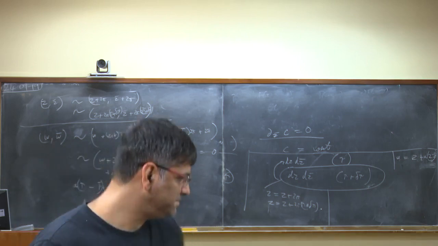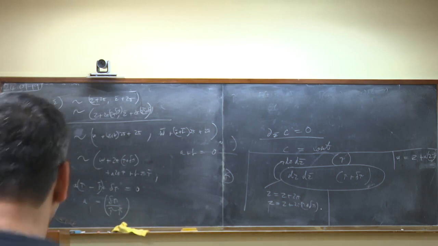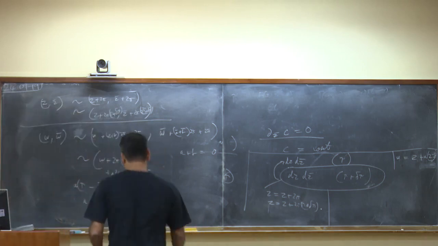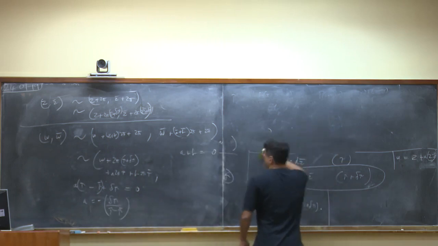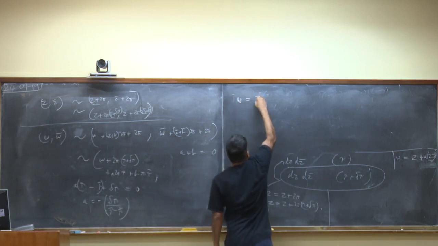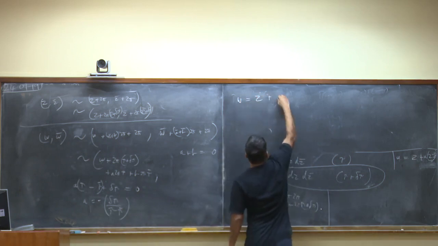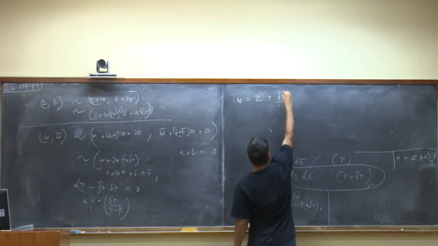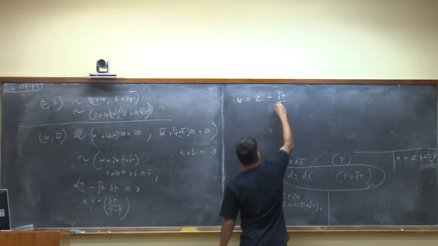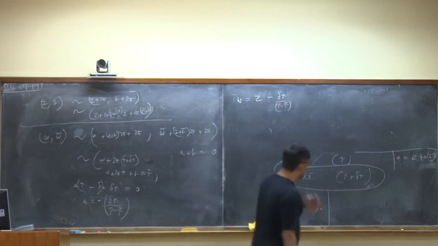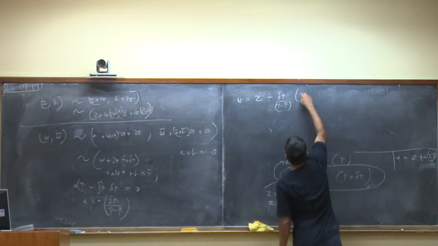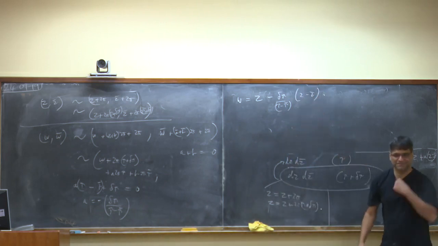Is this clear? With an overall minus. Okay, and so we conclude that the coordinate change w is equal to z plus delta tau over minus delta tau over tau minus tau bar, times z minus z bar, does the job.